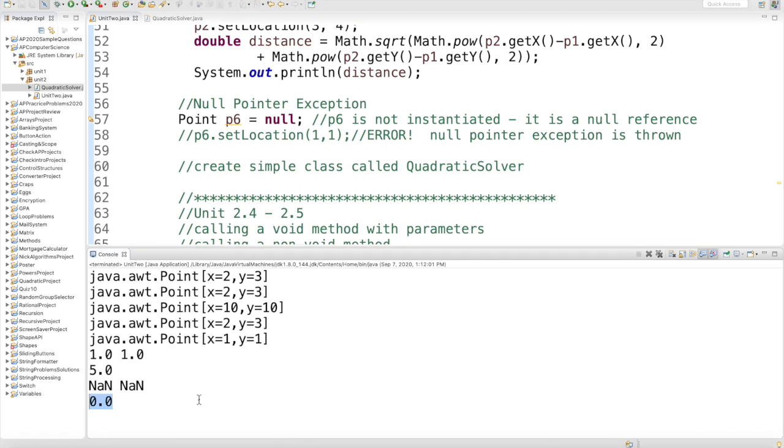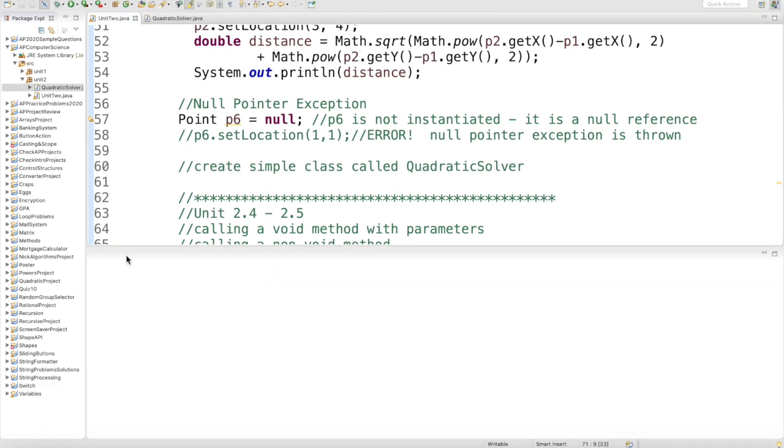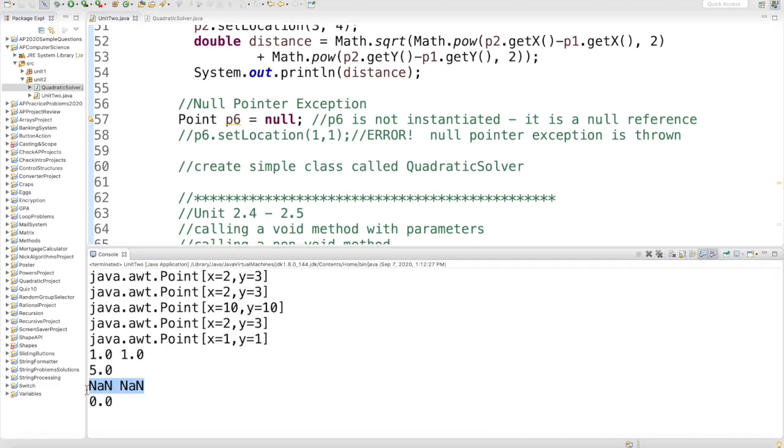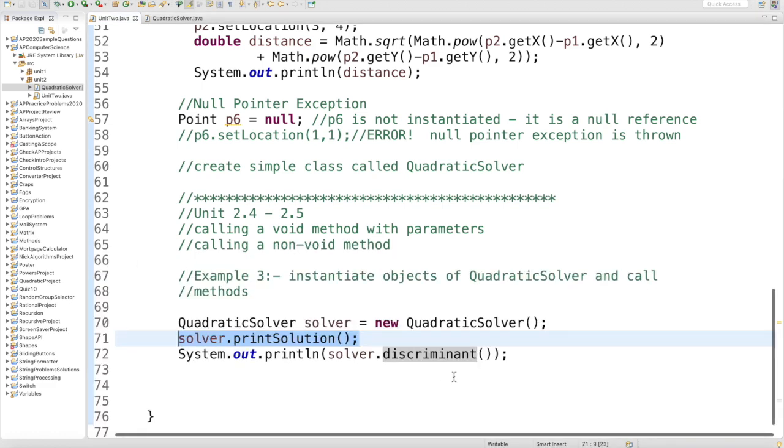So the question then is, why did we get this NaN for my two answers? Because we have this printSolution and we got two NaNs. I wanted you to think about that. We got two NaNs, meaning not a number. I wanted you to see that. So it's not so good to have these zeros. So where did that zero come from?